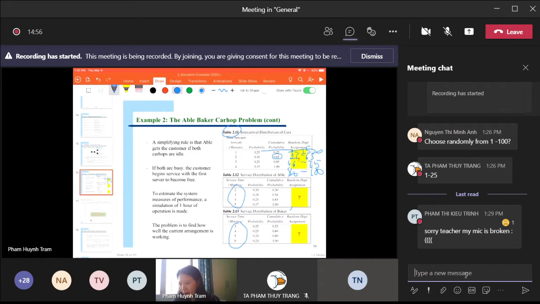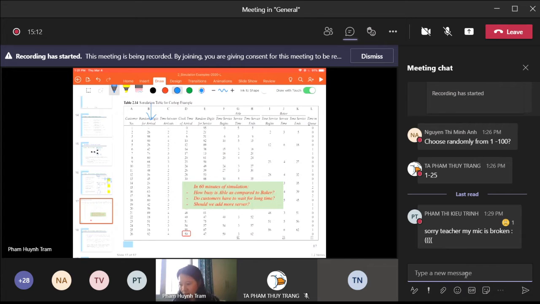So our simulation table will look like this one. We will have a column where we generate random digits for the inter-arrival time, and then we will see what is the arrival time corresponding with that random digit. We will have the random digits generated for the service time, and the service time corresponding to that random digit.